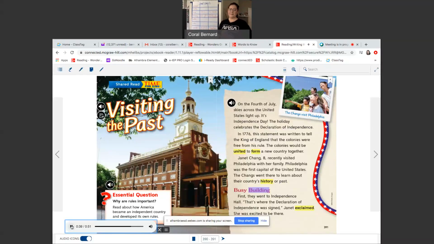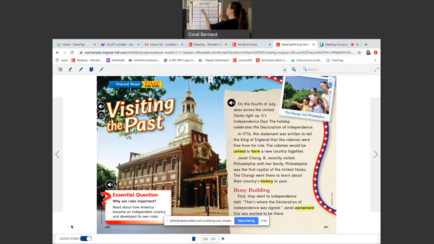Busy building. First, they went to Independence Hall. "That's where the Declaration of Independence was signed," Janet exclaimed. She was excited to be there. The Changs visit Philadelphia. All right. "That's where the Declaration of Independence was signed," Janet exclaimed. If Janet exclaimed something, she said it. Simple as that. Find the word exclaimed right at the top.